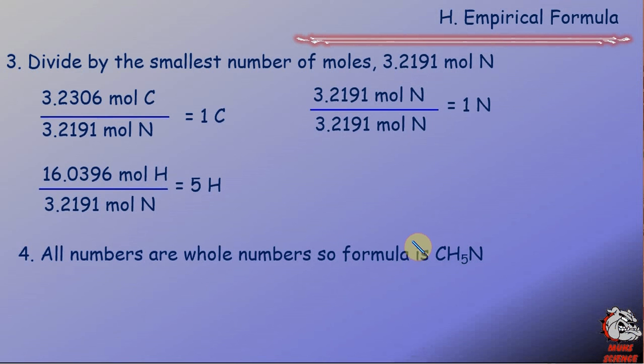All of these numbers are fairly close to whole numbers. And so our formula is CH5N. I don't have to multiply by an integer. It didn't come out to be 5.5 or 1.5 on any of these. It came out to be 1 to 5. All right.